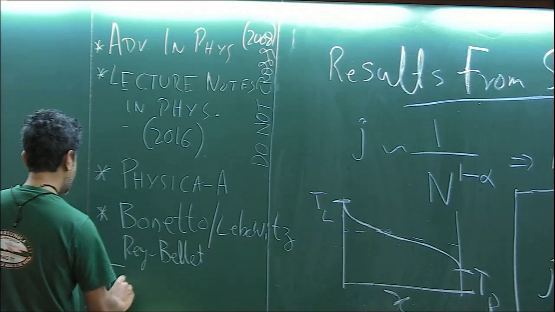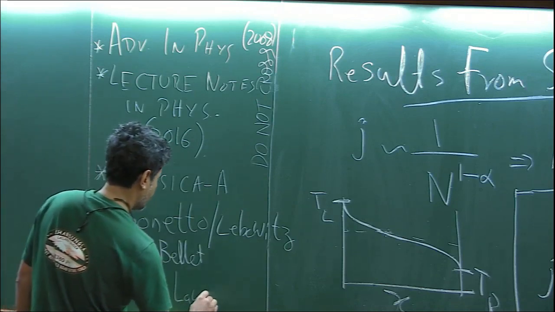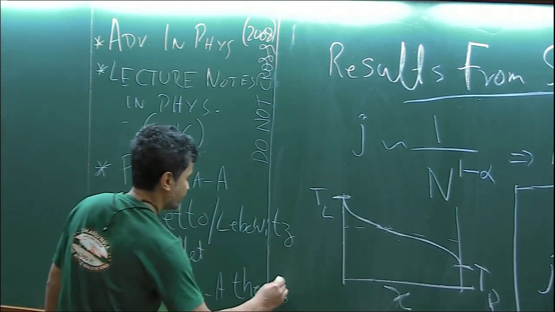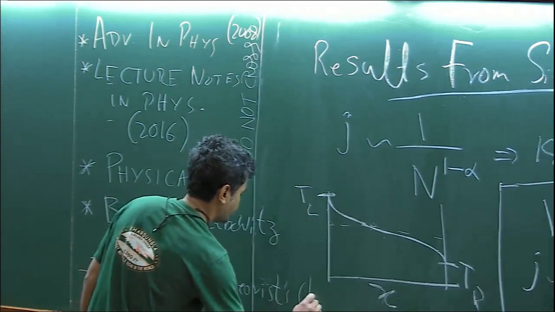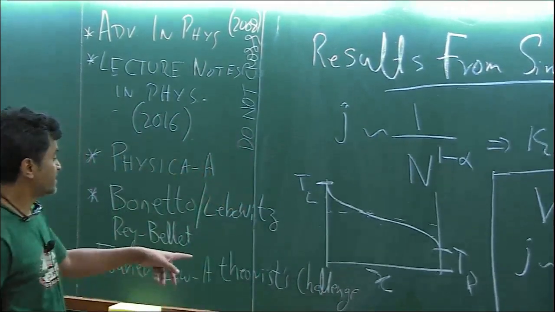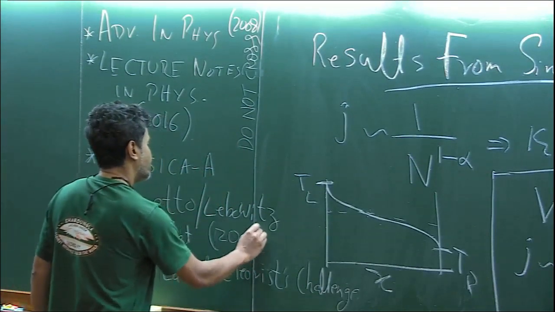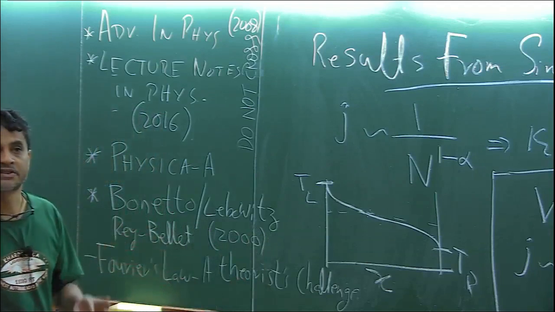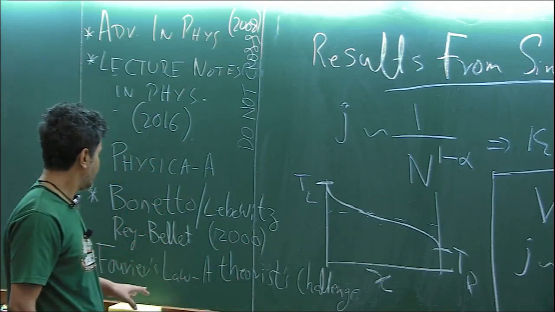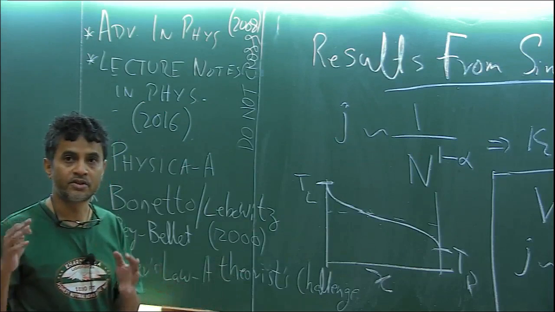It's called Fourier's Law, a Theorist's Challenge. This was in 2000. It gives some bit of history and also poses the problem in a very clear way, so this is a nice article to read. It also tells you about linear response theory and so on.